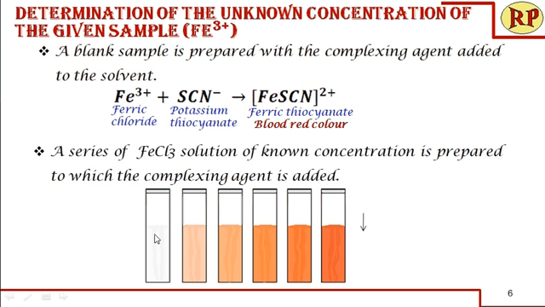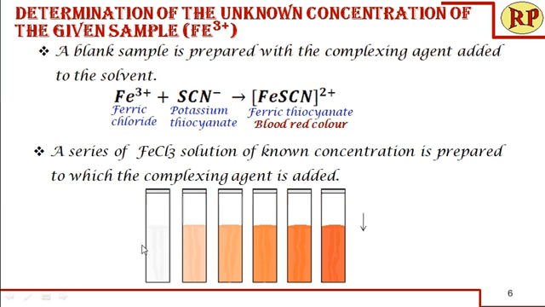Constantly we need to add the same amount of potassium thiocyanate into all the cuvettes. Now, as the concentration of ferric chloride is increasing, the intensity of the color is also increasing. This is how we prepare the blank sample and a series of known concentrations of ferric chloride samples.